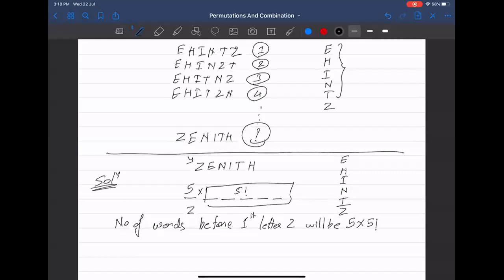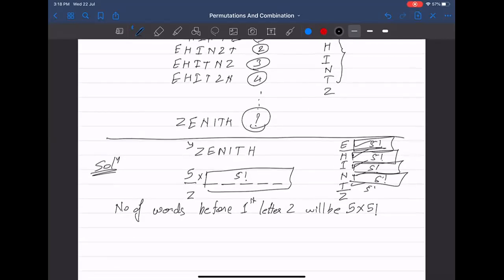Because see, all the words which start with E will be before zenith for sure. All the words which start with H will be before zenith. All the words which start with I will be before N and T. So basically, how many words start with E? Altogether 5 factorial words start with E, 5 factorial words will start with H, 5 factorial words will start with I, and so on. So altogether, it is 5 times 5 factorial words that will start before the first letter Z word.